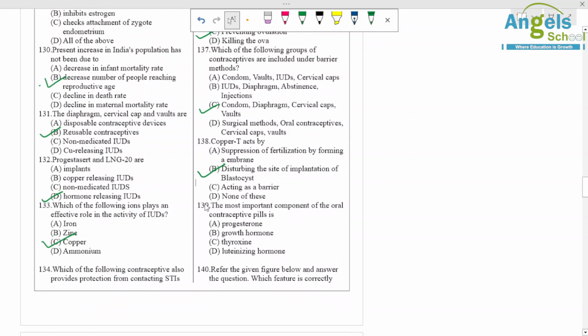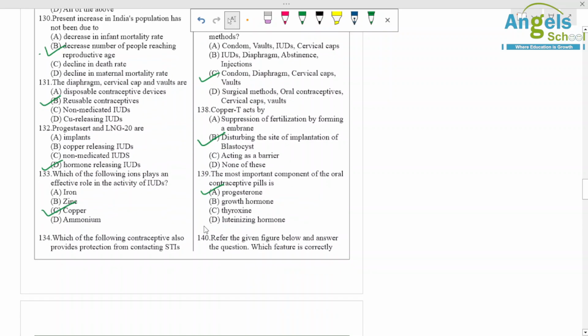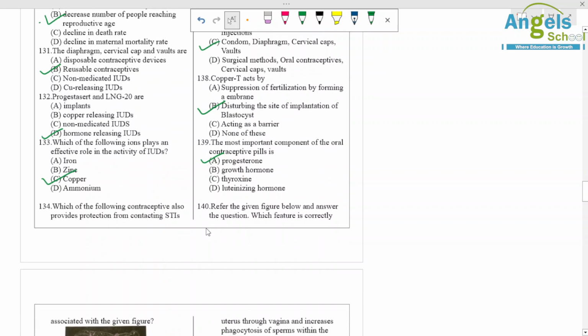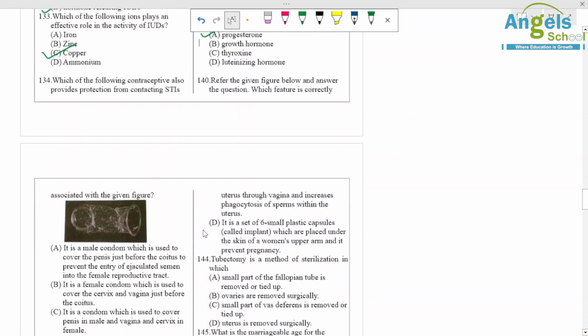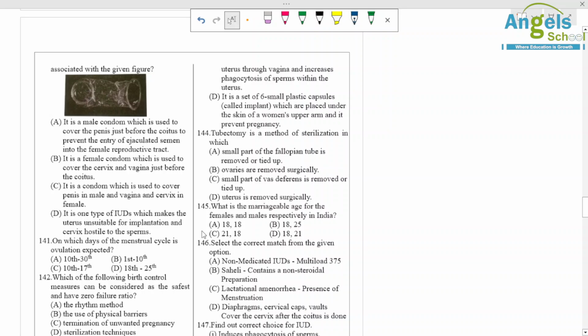The most important component of oral contraceptive pill is that it contains progesterone. Refer to the given figure below and answer the following question. So in this case, a diagram of a female condom is given. So option B is correct. It is a female condom which is used to cover the cervix and vagina before the coitus.